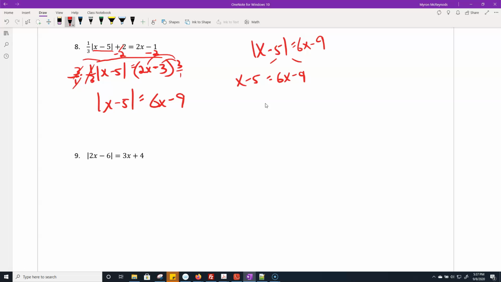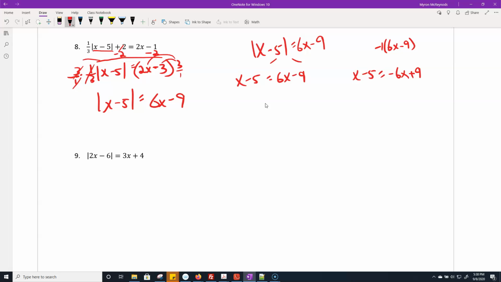Now, when you come up with the negative version of this, x minus 5 equals, and one of the big mistakes I see here is people just write negative 6x minus 9. They just flip that first sign. What you actually have to do is take that 6x minus 9 and make the whole thing negative by putting a negative on the outside like that. Think of it as multiplying by -1 almost. So it flips everything negative. So that is going to be negative 6x and then plus 9. So now I have my two equations, and I'm going to solve them both.